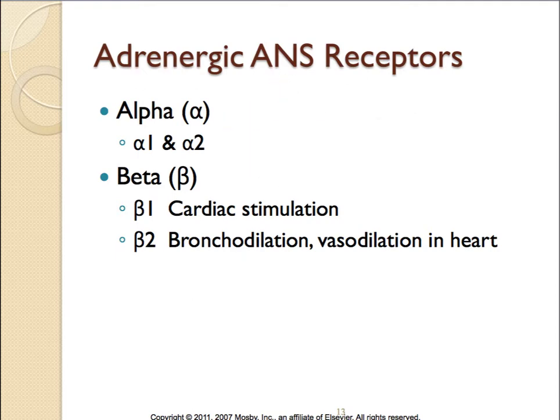Beta receptors are divided into actually three categories. We're going to discuss two of them. Beta-1 receptors have cardiac stimulation that increases the heart rate and increases the contraction strength. Beta-2 gives you bronchodilation, your lungs expand, and vasodilation so you can get more oxygen to your tissues.